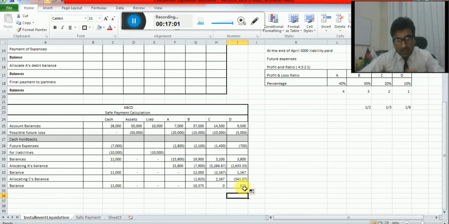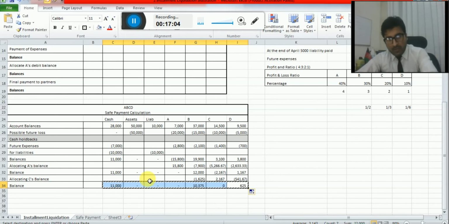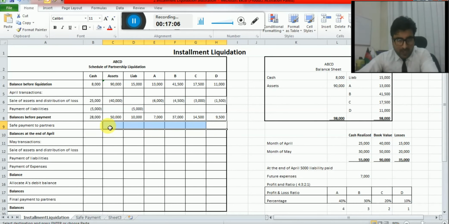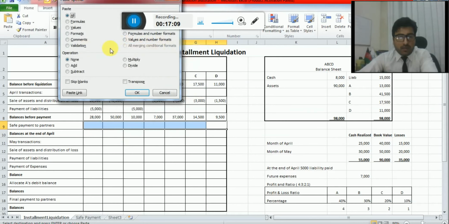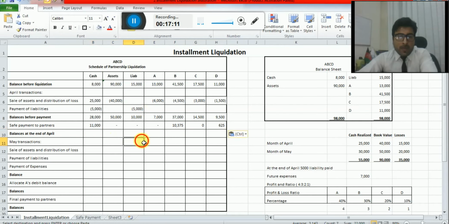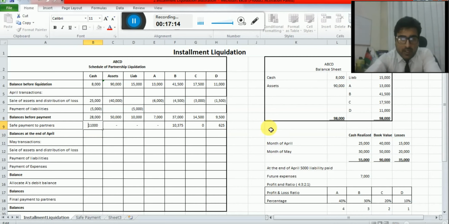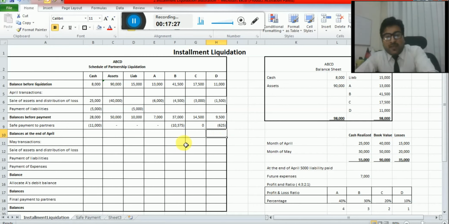Okay, so what to do now? We are copying these values from here and just pasting them here. Paste special and values. Just make this value negative, because it is negative. We are paying 11,000 to these two individuals. I hope you got it. What does this mean? This means in April you can only make a payment to A and D. So we are paying B, so the capital is decreasing, and the D capital is decreasing, and when we are paying cash, the cash is decreasing.